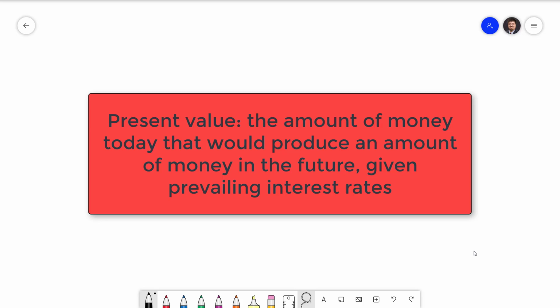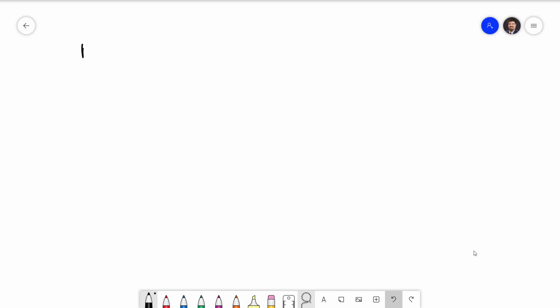prevailing interest rates. Present value is useful because it gives us a tool to compare amounts of money received at different times. In business, decisions often pay off over a long period of time, and it's important to be able to compare those payoffs. We are going to use the variable r to denote the interest rate. R is given in decimals so that we will express an interest rate of 10%, for example, as 0.1.